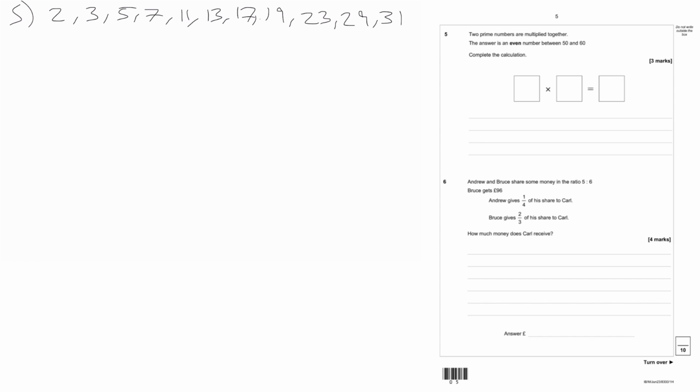Well, actually I can see 2 here. So if we multiply 2 by 29, that gives us 58. 58 is between 50 and 60, and it is an even number. So 2 and 29 works here.